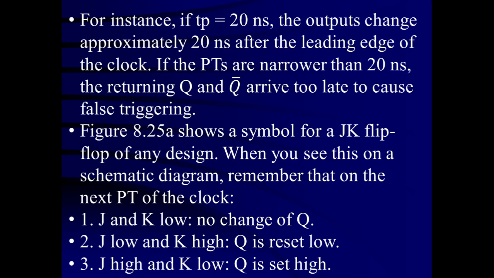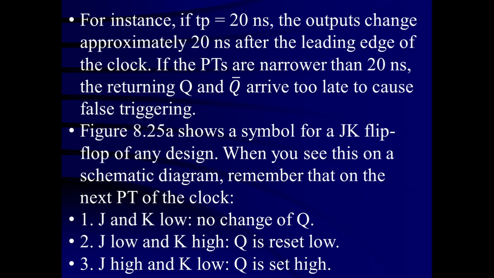Figure 8.25a shows the symbol for the JK flip-flop of any design. When you see this on a schematic diagram, remember what happens on the next positive transition of the clock pulse. There are different states given. When the next positive transition of the clock arrives and J and K are low, there is no change in the output state. That means it retains the last value.